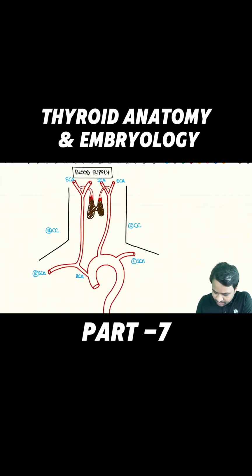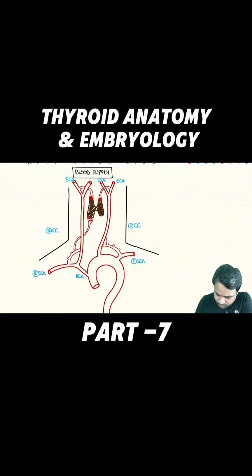Then from the subclavian artery, you see there is a thyrocervical trunk that is going to develop, right? So from here, you see this thyrocervical trunk which is going to develop. Now from this thyrocervical trunk, you have the inferior thyroid artery. From the thyrocervical trunk, the inferior thyroid artery originates, and it is going to supply the thyroid gland.